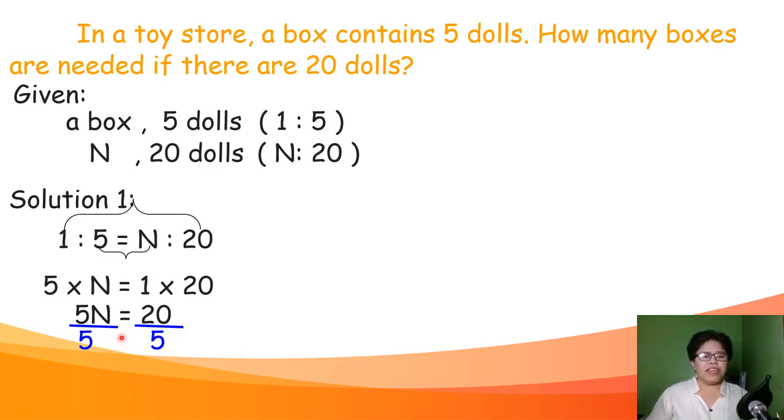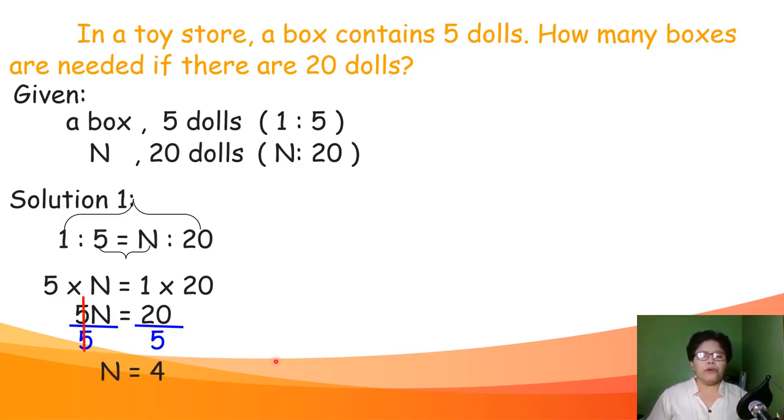Okay, so, sorry. So, cancel natin yung 5. Okay? So, ang maiiwan na lang dito is n. And then, 20 divided by 5 is just 4. So, n therefore is equal to 4.